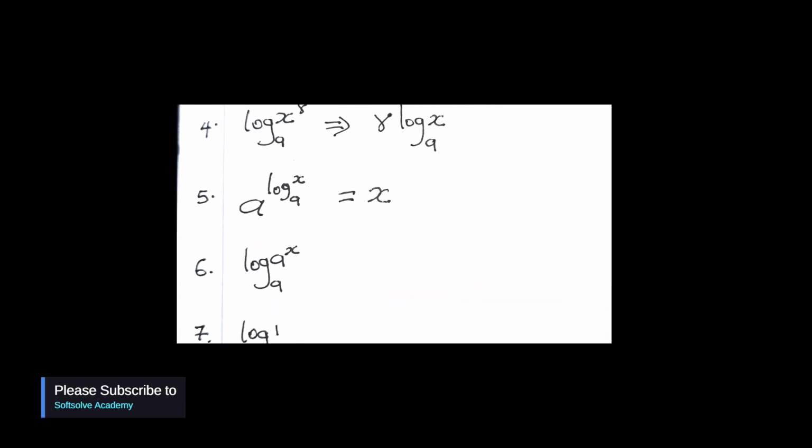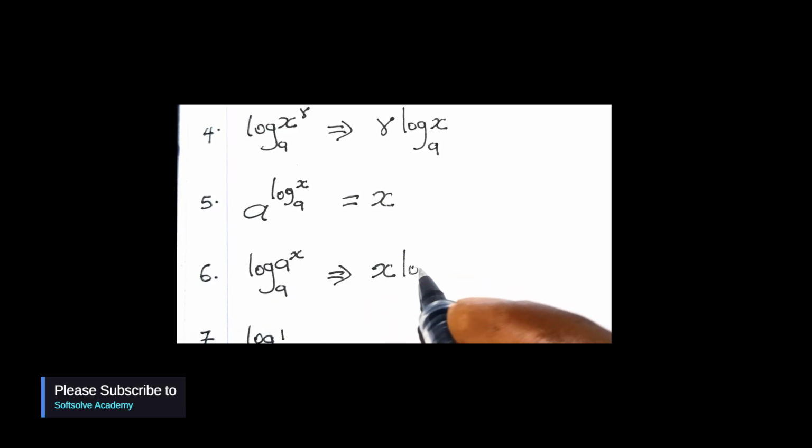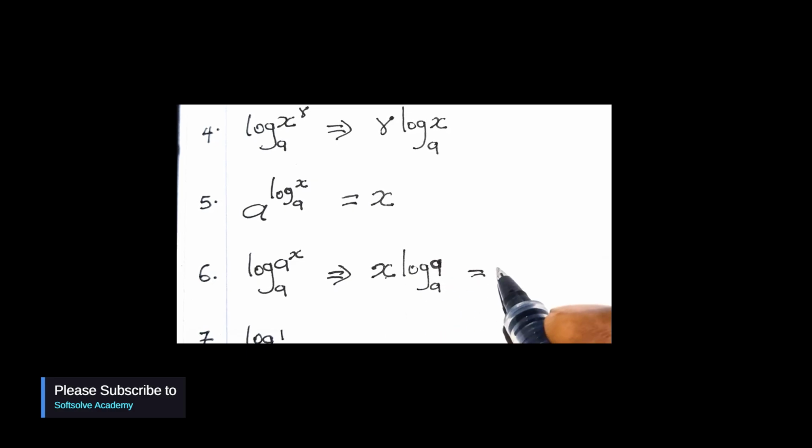Then the next one, when you have log a to the power of x base a, as we all know, this particular x falls down and becomes a multiplier or a coefficient. So this implies that x becomes a coefficient of log a base a. And it is also a rule that when you have log a base a, it becomes 1. So 1 times x becomes what? x. Okay.